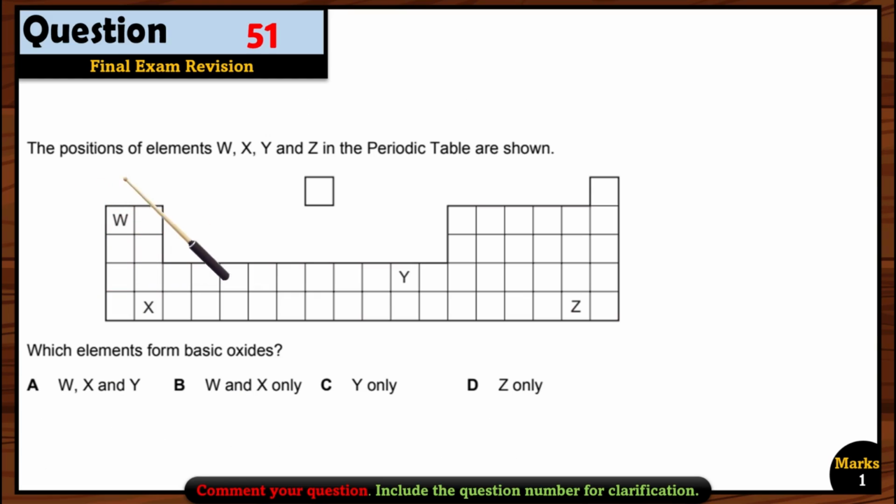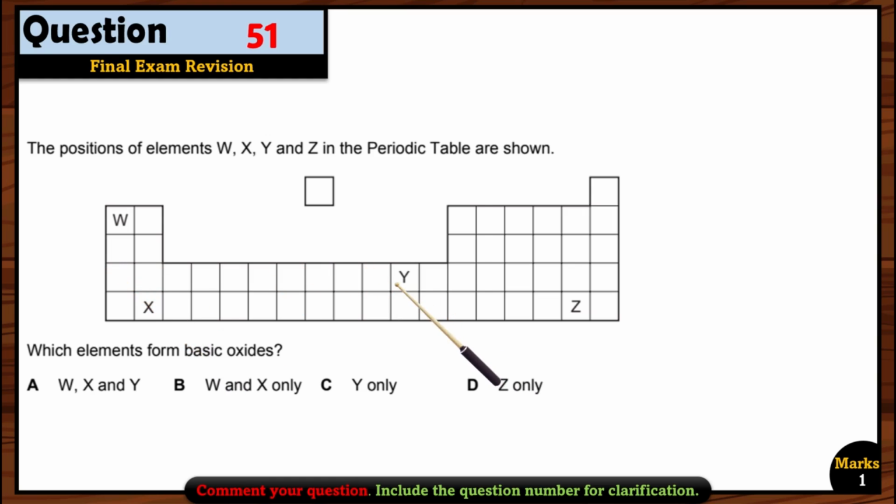Let's see question 51. The positions of elements W, X, Y, and Z in the periodic table are shown over here. Which elements form basic oxides? We already know that metals form the basic oxides. So, of course, the ones that are metals will form the basic oxide. So, W, of course, group 1, basic.